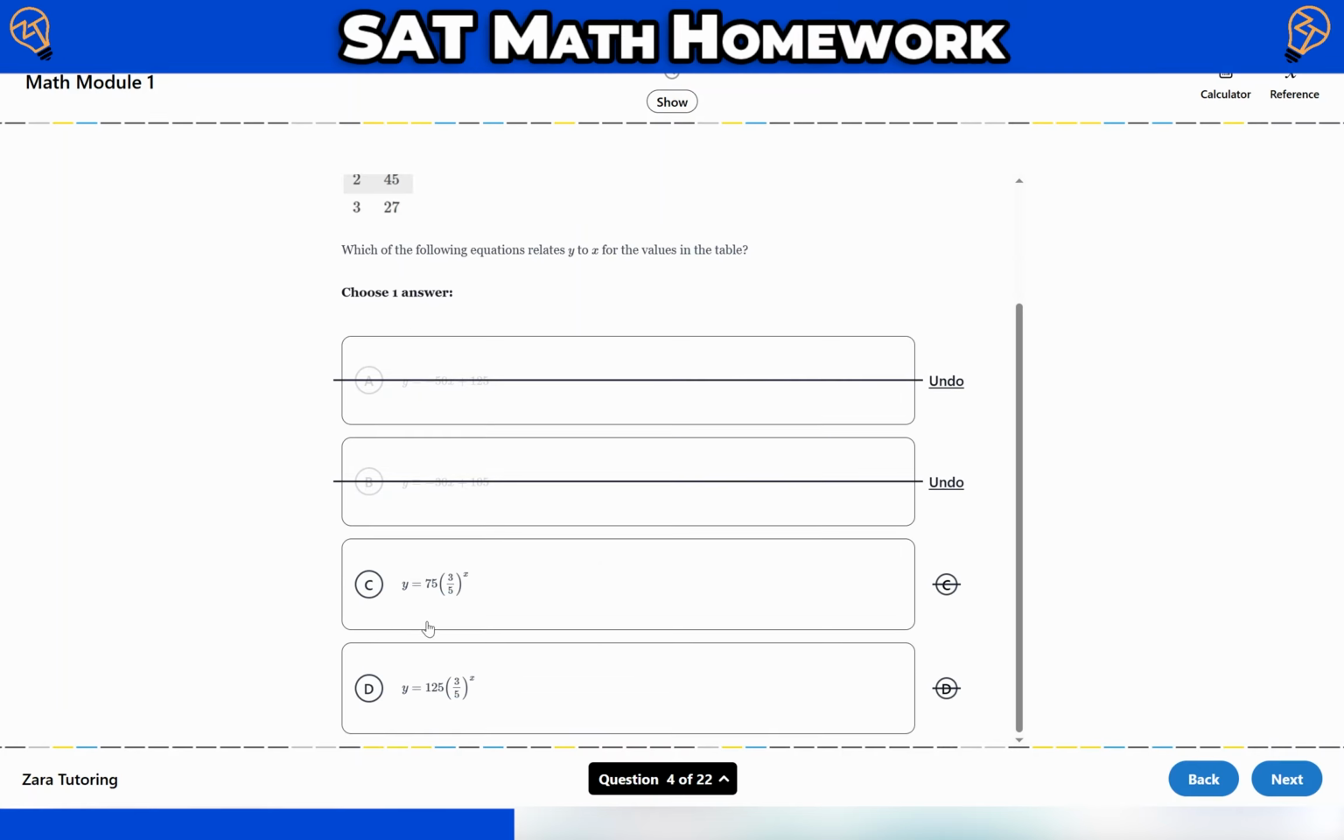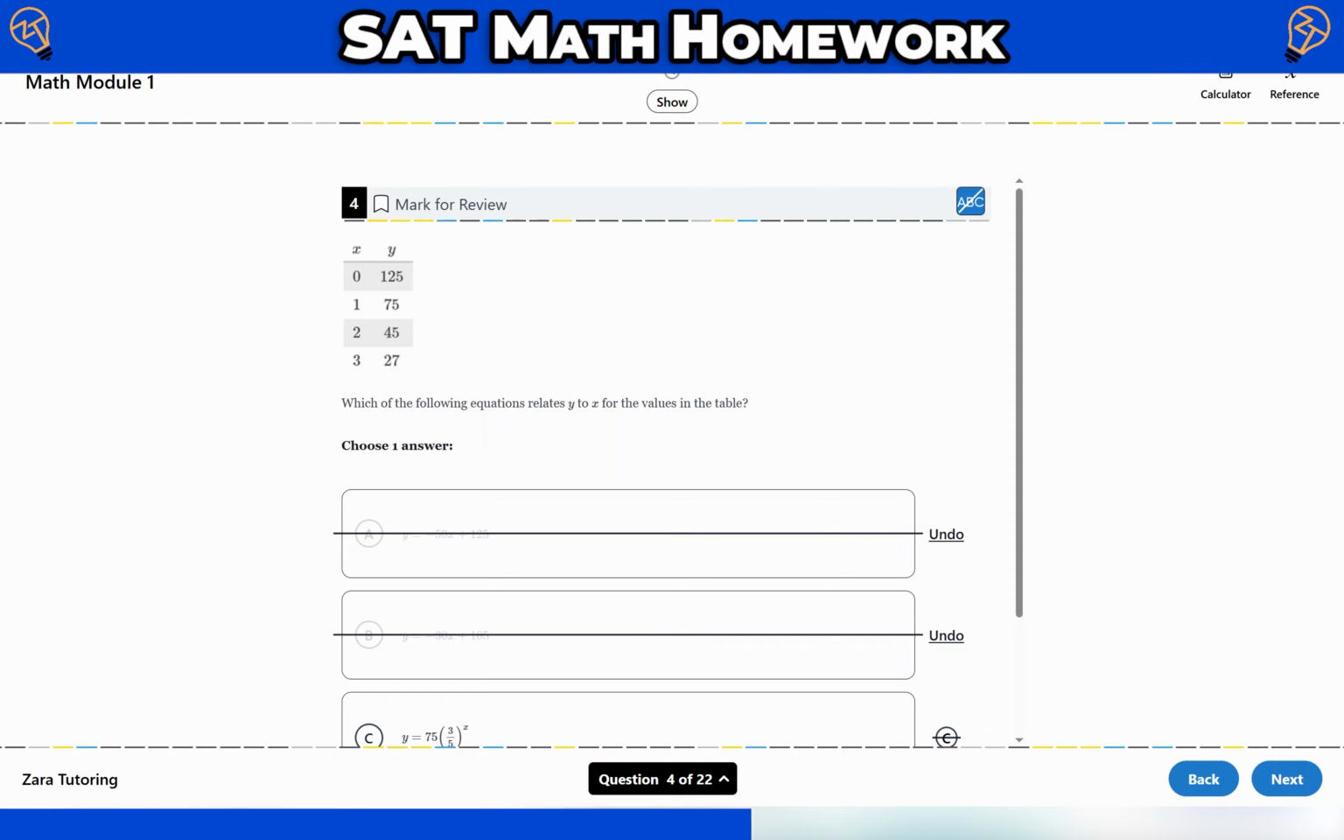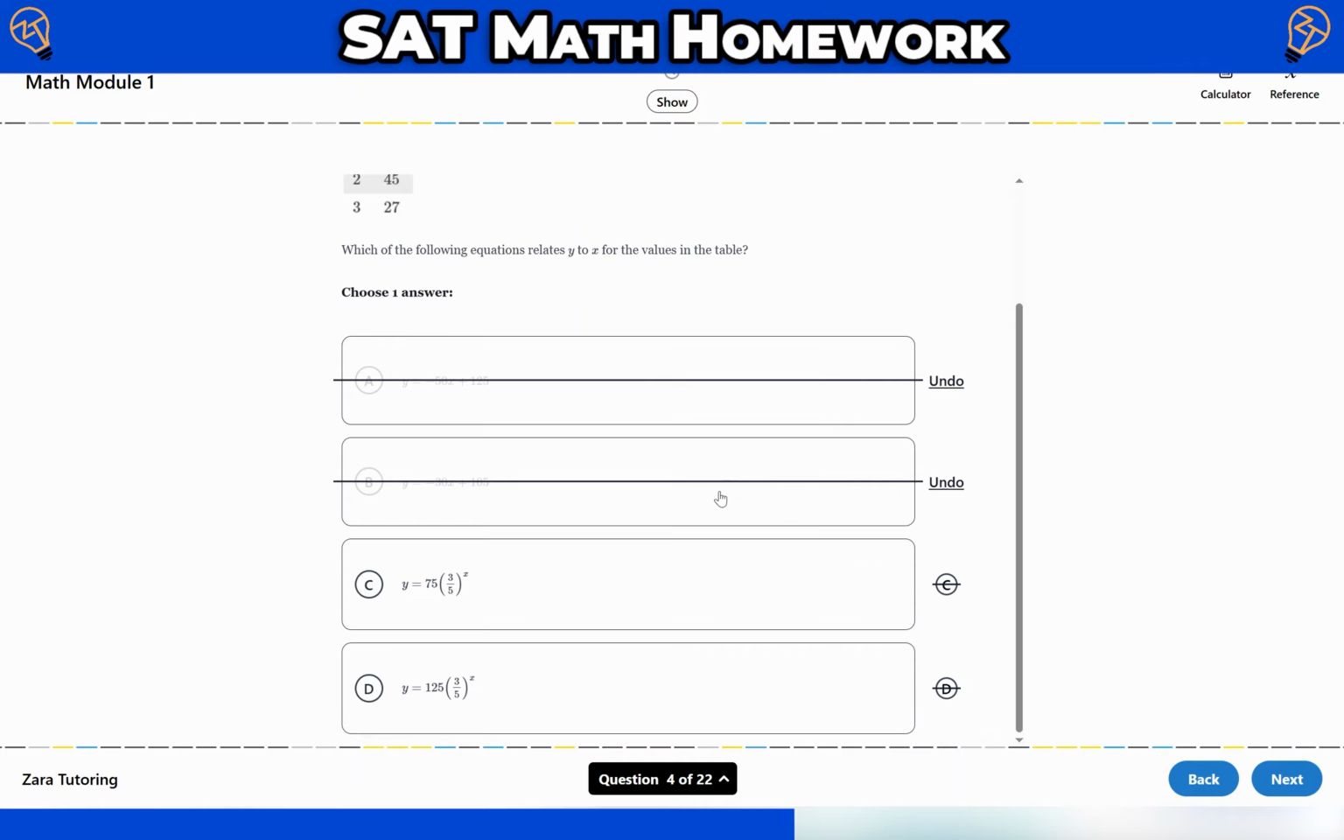Now notice the difference between C and D is not the common ratio of 3/5. Those are the same. It's the y-intercept. So a good thing to know is the form is y equals a times b to the x, where a is the y-intercept and b is the common ratio. So a, that y-intercept, is what's different. And a y-intercept occurs when x is 0. So let's see, when x is 0, what's y? Well, it's 125. And that matches with option D, making that the correct answer.